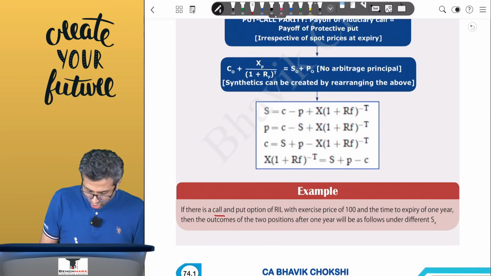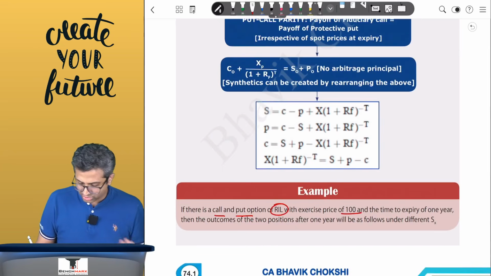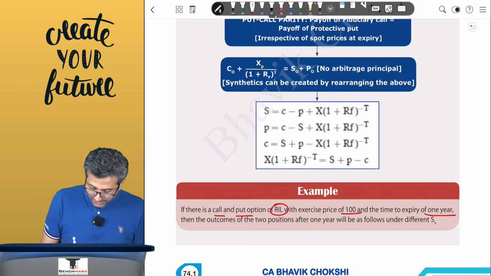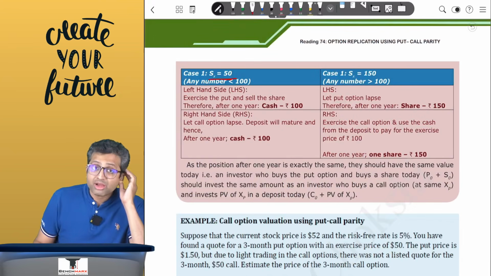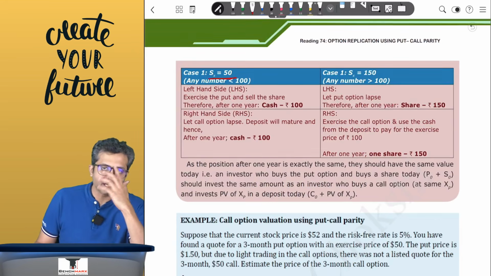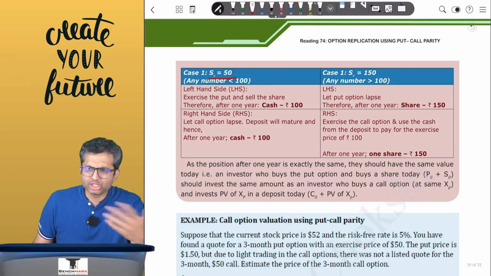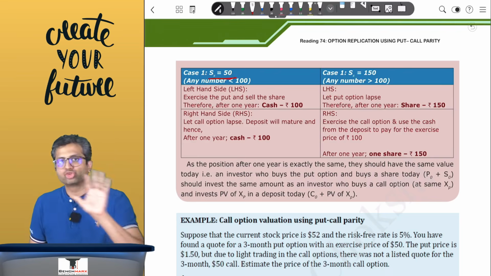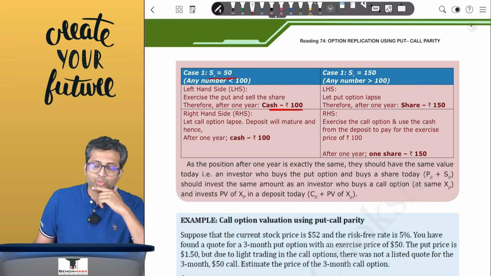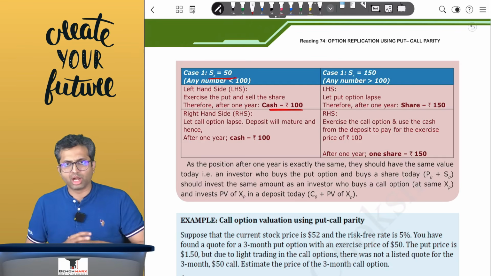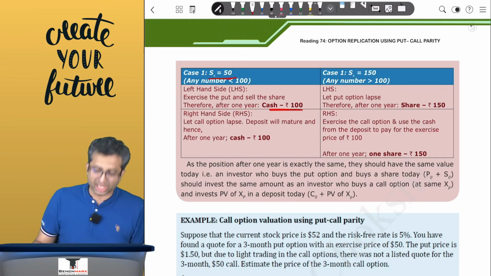Before we go to these derivations, let us take an example where there is a call and a put option on a share like Reliance with an exercise price of 100 and time to expiry of 1 year. Consider the positions after 1 year under different spots at expiry. Let us say your spot at expiry becomes 50, that is, less than 100. In which case, holding a fiduciary call, that is a right to buy at 100, you will let it lapse and the deposit will mature and become 100. So you will have a cash balance of 100 after 1 year. On a protective put, you had a right to sell at 100 and the share is worth 50, so you will sell it and get cash worth 100. So both of these positions have the same values.